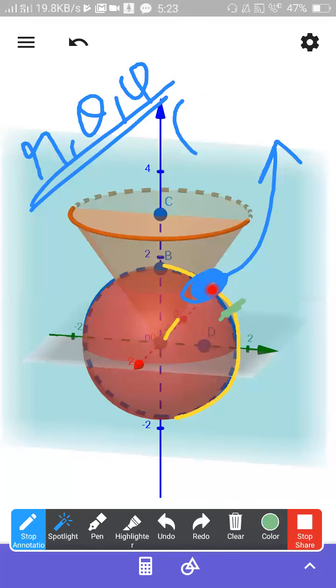Otherwise, please tell me, I am already here. If I want to have a point, say here, which parameter do I have to change? Yes, R only. Actually, we have to put it here because that surface comes here. I have to change R.